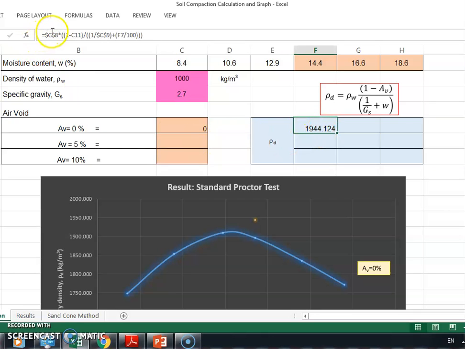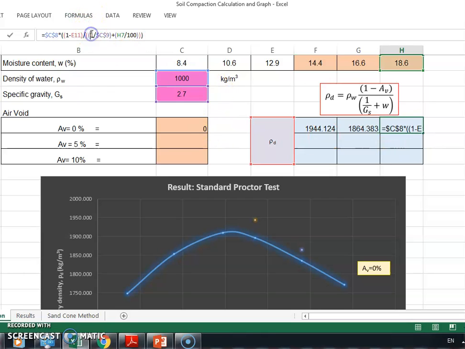So this is example number 1 that I already calculated, where I include the density of water, rho w, times 1 minus C11, which is the air void, divided by the ratio of 1 over the specific gravity plus the moisture content. So I got the value here. We can do that for the rest.